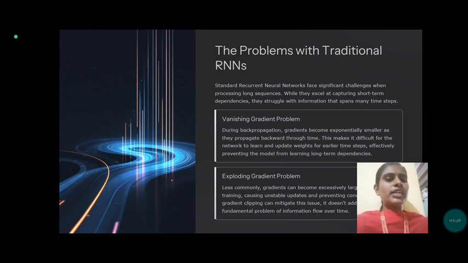Less commonly, gradients can become excessively large during training, causing unstable updates. Gradient clipping can mitigate this issue. It does not address the fundamental problem of information overflow.